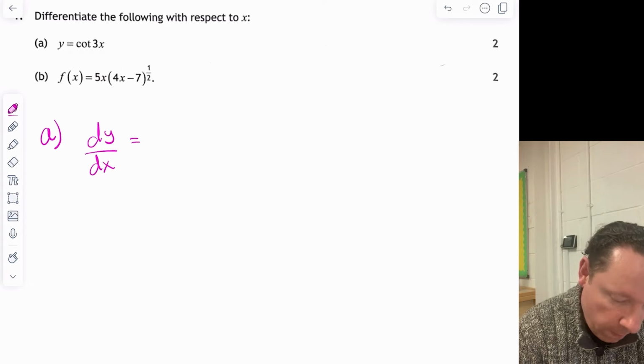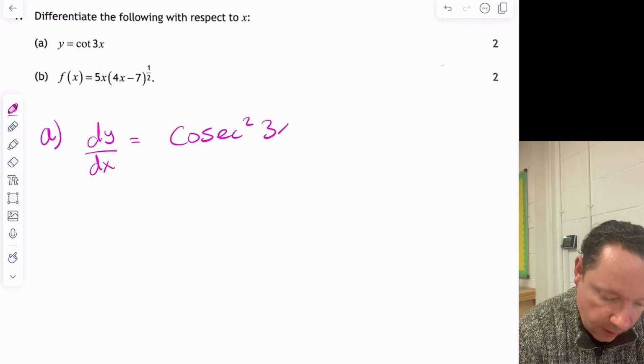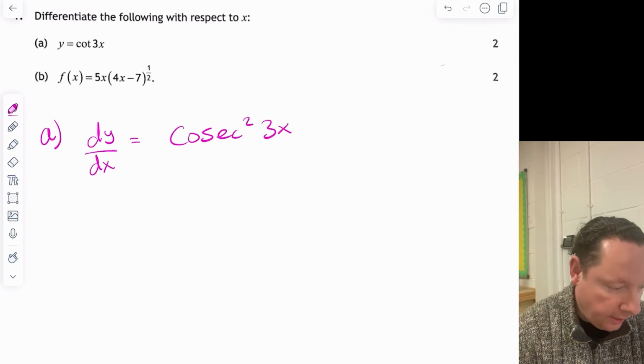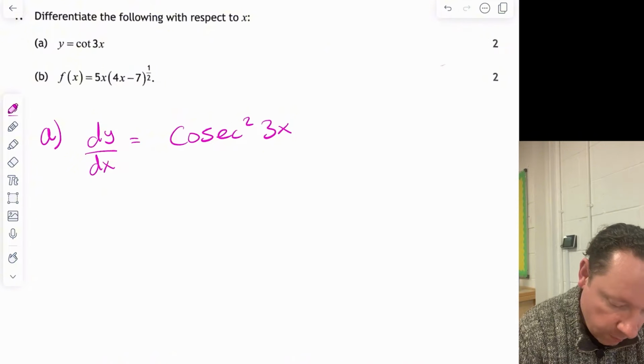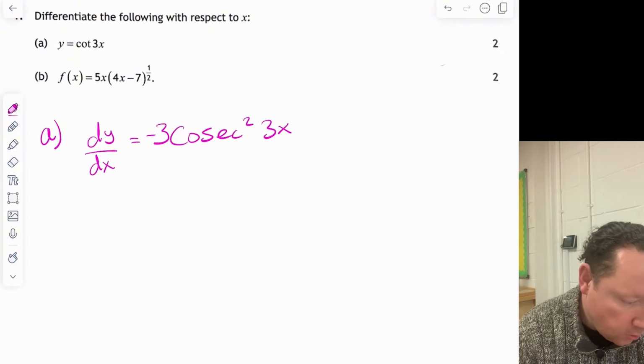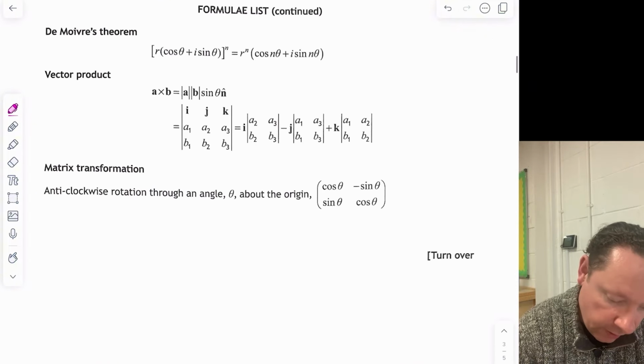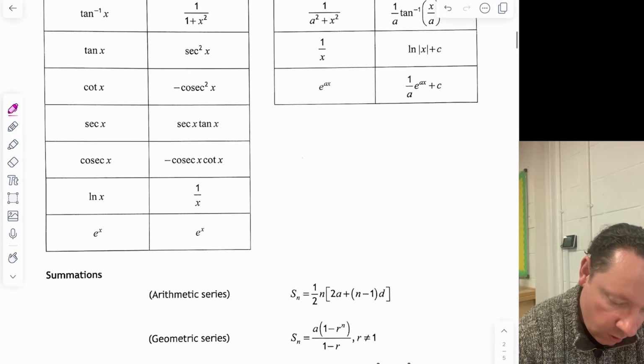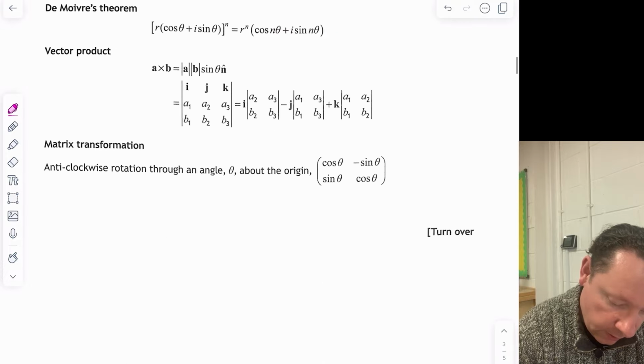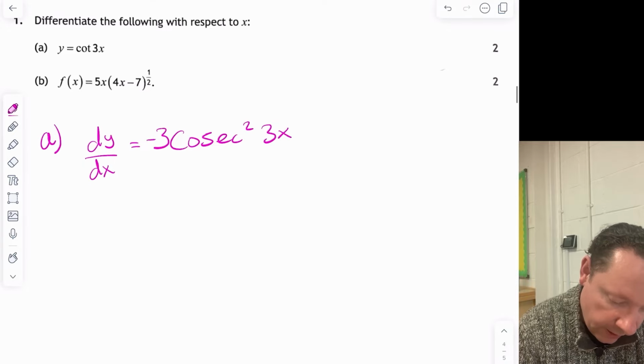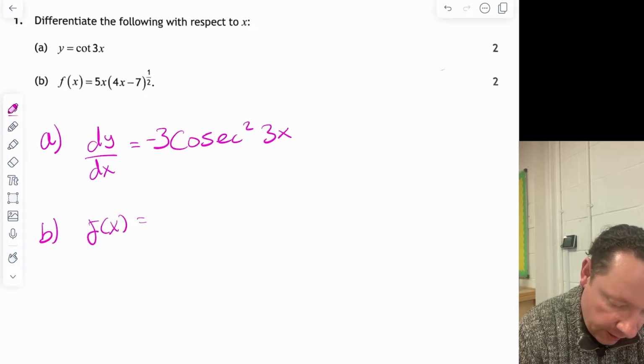So I've got cosec squared 3x, and then I times by that 3. So minus 3 cosec squared 3x. Just check that at the start of the exam paper. Cot goes to minus cosec squared. So yeah, that's fine. Right, part B, f of x is 5x root 4x minus 7.